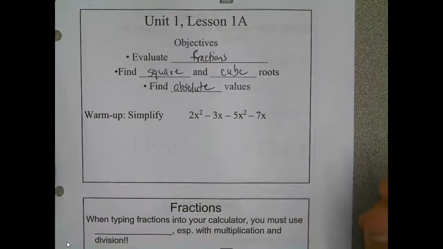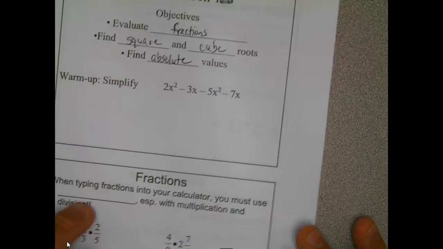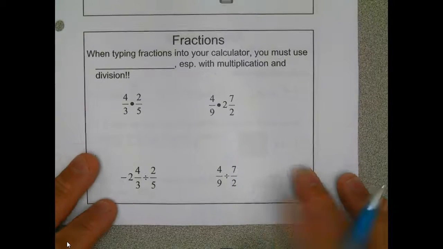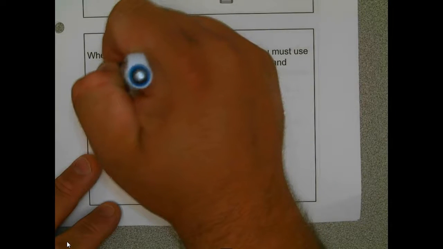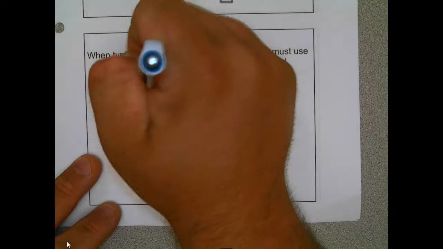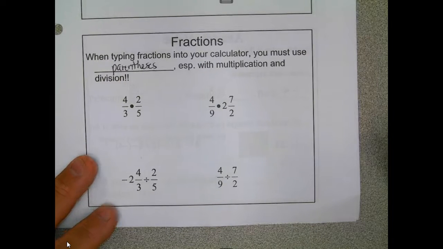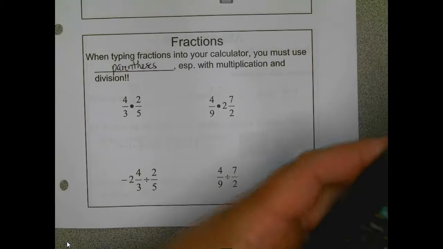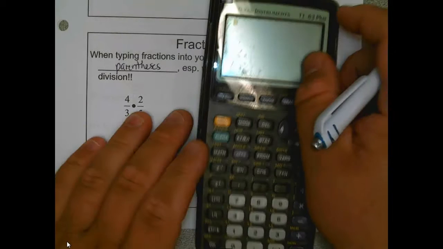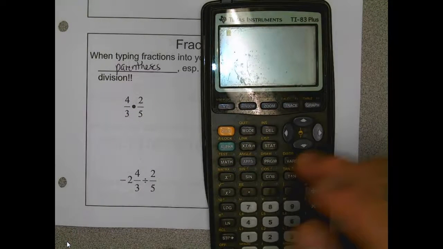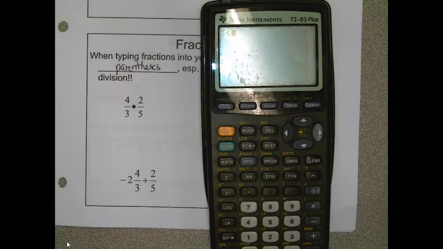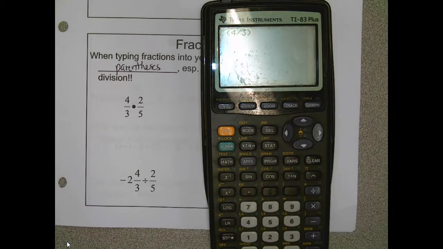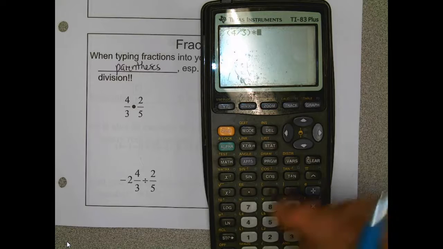The warm-up simply talks about what we talked about in Part 1. Fractions. When typing your fraction in the calculator, you must use parentheses, especially when we're talking about multiplication or division. So I'm just going to do one problem in each of these. And then when we're in class and you guys have the calculator, you're going to do a couple more of them. So anyway, if I have 4/3 times 2/5, it's very important that I multiply using parentheses.